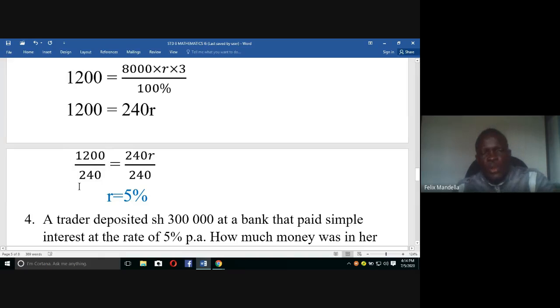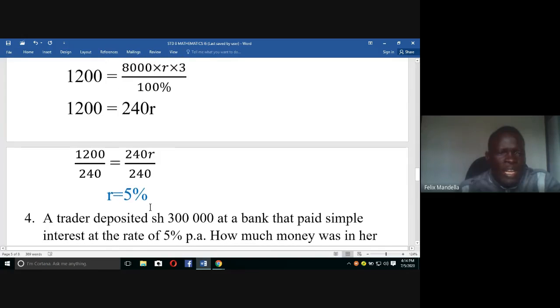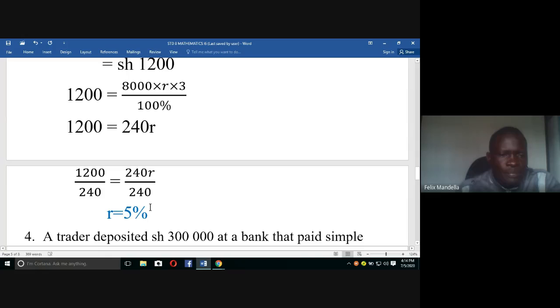240 divides 1200 5 times. So the rate was 5%. And again, I'll tell you, in such a scenario, in case you cannot get the rate by calculation, at your level in primary school, you can also apply the use of the answers, though not encouraged much. This is only for those who are pushed to the wall.